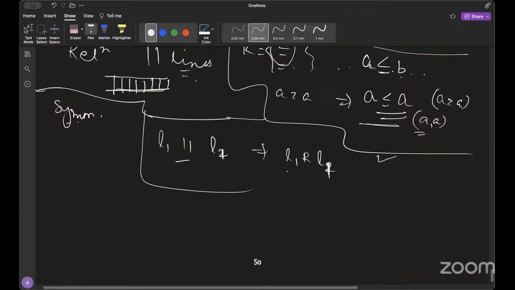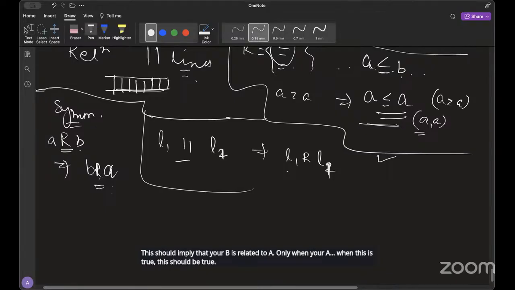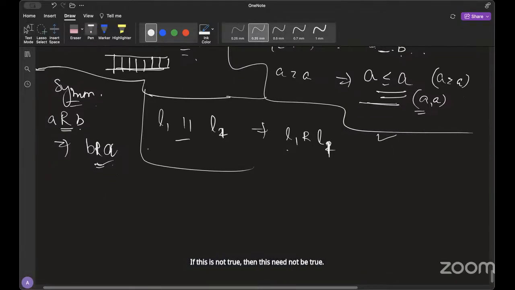So in a symmetric relation, if A is related to B, this should imply that B is related to A. Only when this is true, this should be true. If this is not true, then this need not be true. In fact, it shouldn't be true. If this is not true, then this shouldn't be true. This is your symmetric relation.